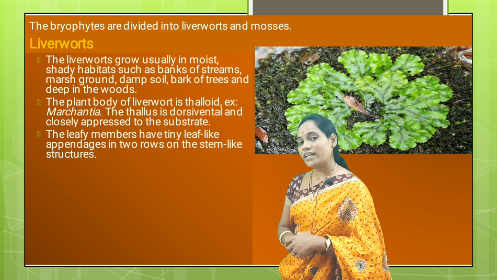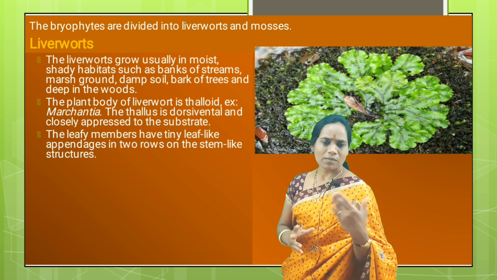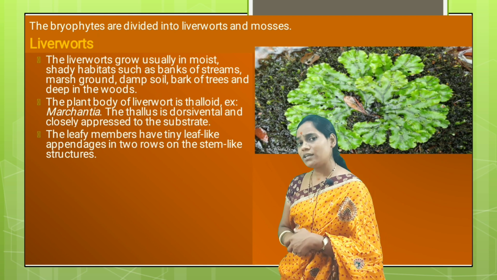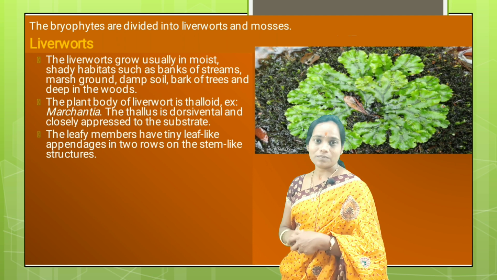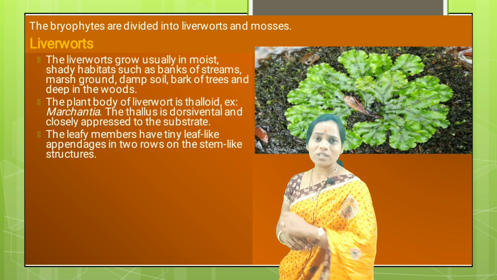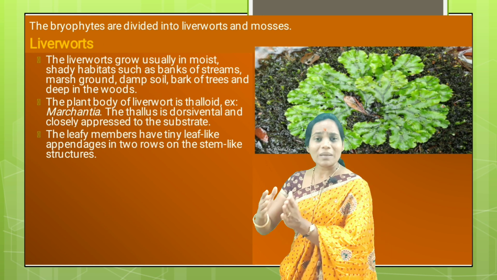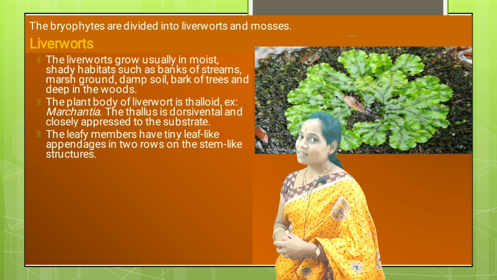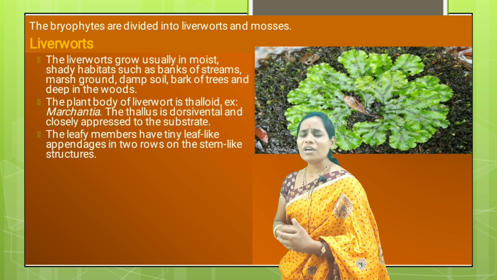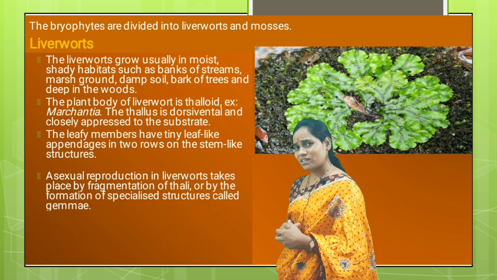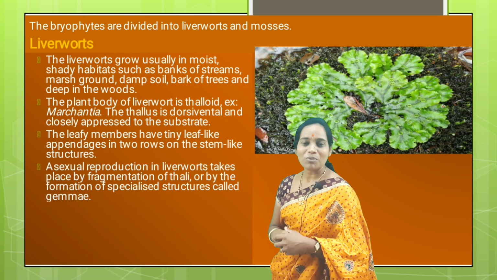Like this, you find two types of body form in the liverworts. Some have a thalloid plant body, some are leafy members. Then how do they reproduce? Remember how the reproduction takes place in the liverworts. They reproduce by vegetative method, and you can also find sexual reproduction.